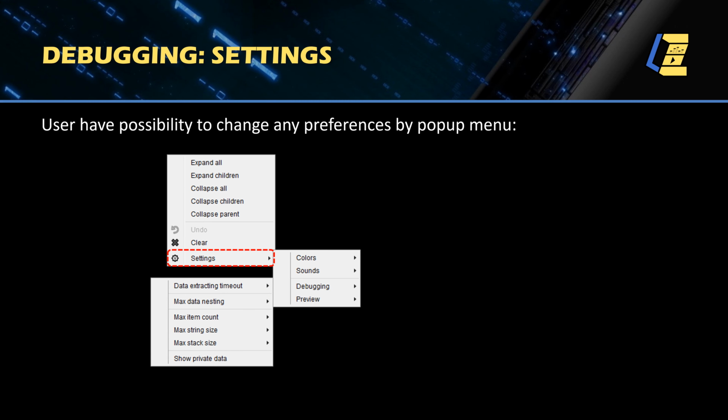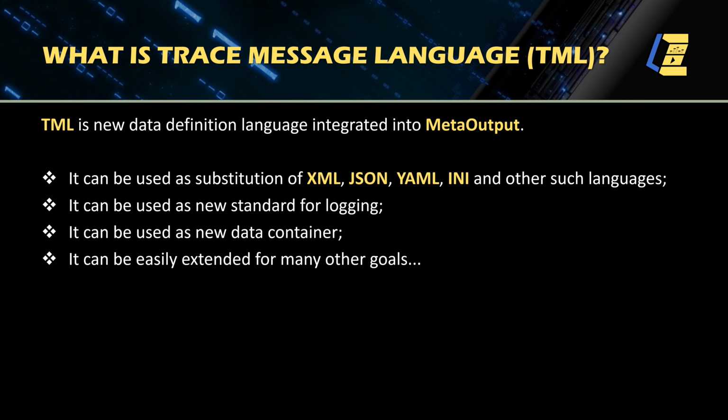What is Trace Message Language, TML? TML is new data definition language integrated into MetaOutput. It can be used as substitution of XML, JSON, YAML and other such languages. It can be used as new standard for logging. It can be used as new data container. It can be easily extended for many other goals.